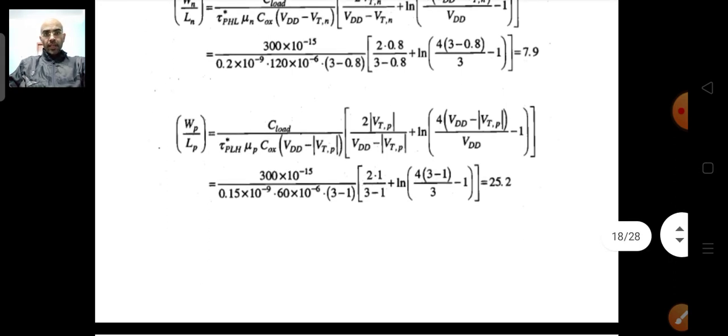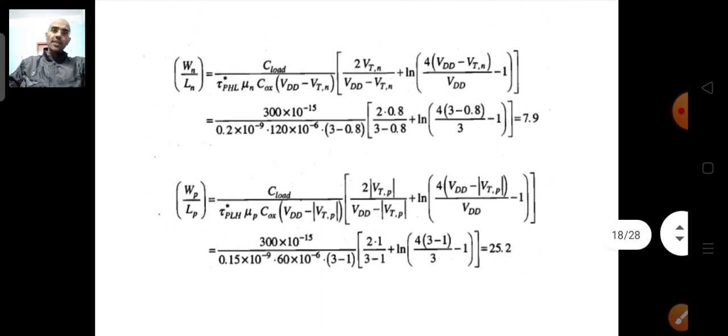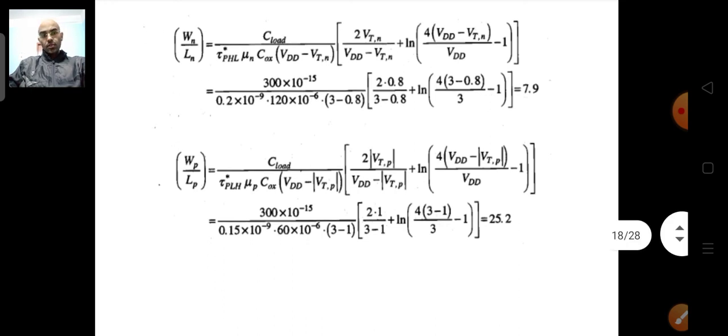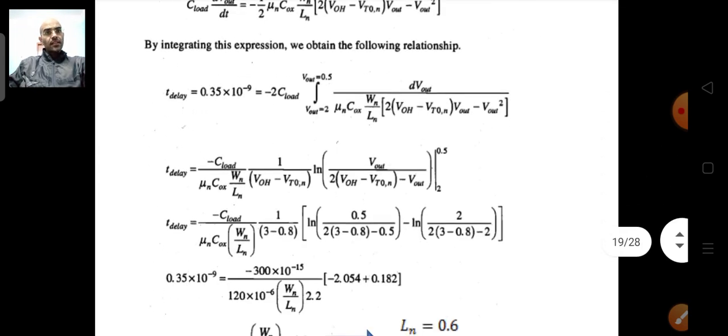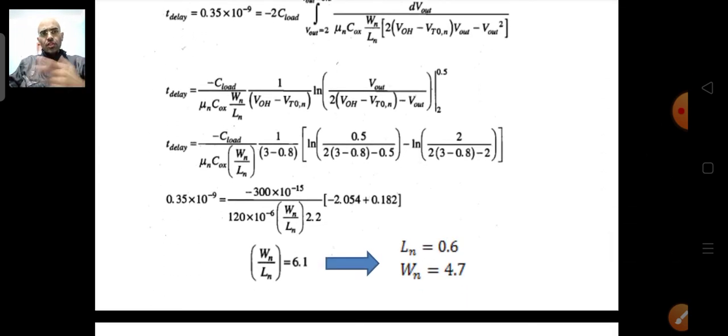W by L of the PMOS we still have to find, but let's say we have to decide the W by L of the NMOS. We have two values of W by L of NMOS, one is 7.9 and the other one is 6.1. Tell me which value we should use, 7.9 or 6.1. In such a situation where you get multiple values of W by L, as I told you in the beginning of the class, we should choose a value which satisfies both constraints rather than a single constraint.